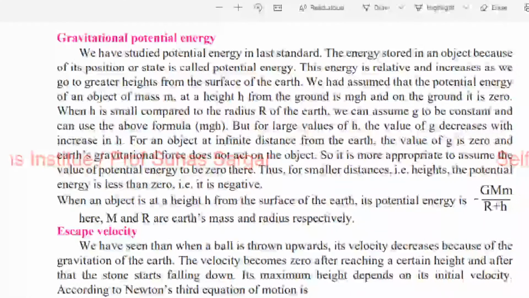The next topic is gravitational potential energy. We have studied potential energy in the last standard. The energy stored in an object because of its position or state is called potential energy. This energy is relative and increases as we go to a greater height from the surface of the earth.